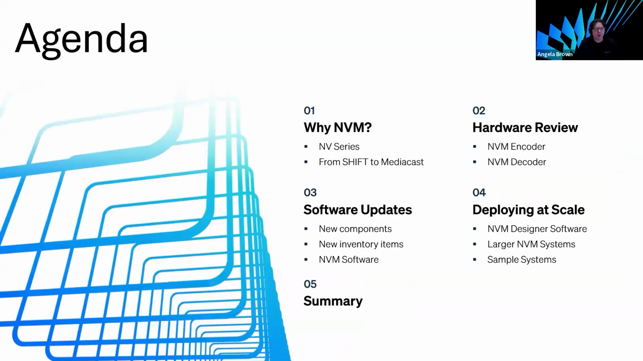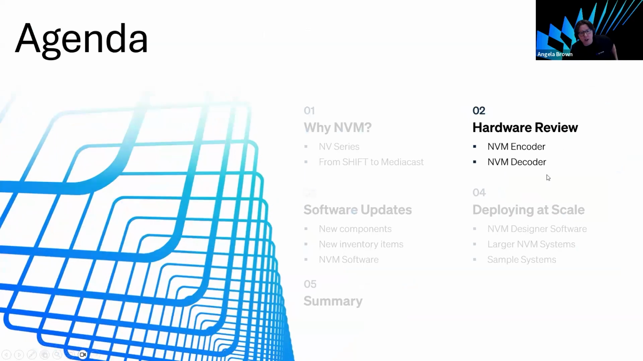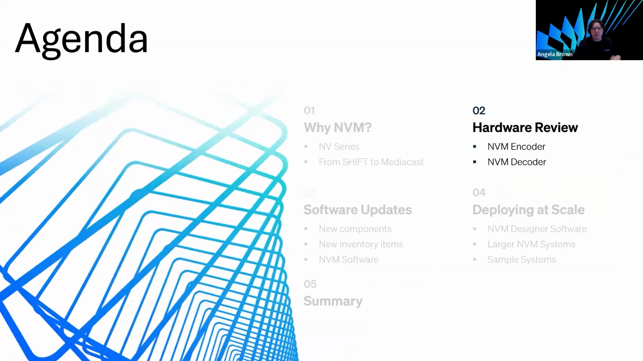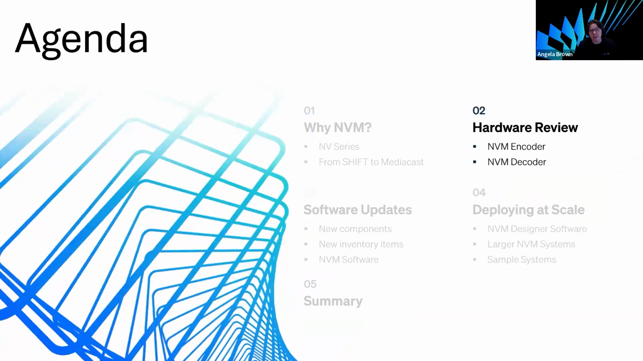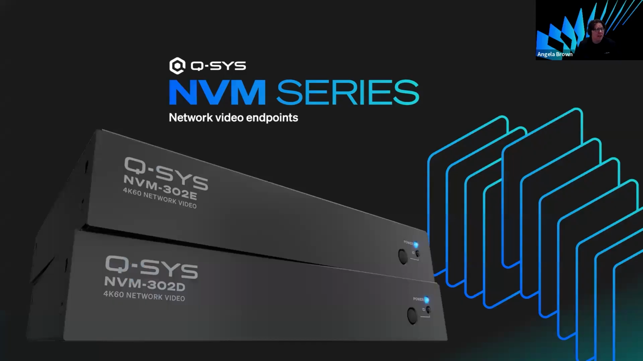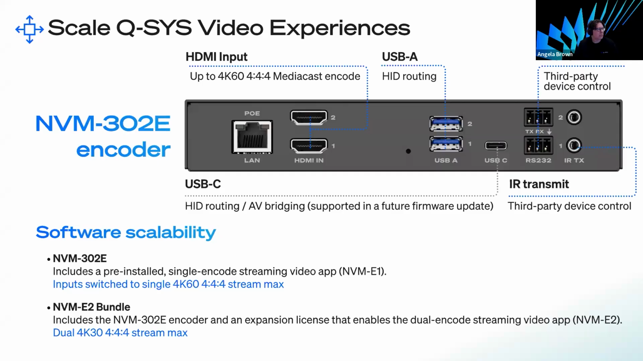That was quick and easy. So that's why we've covered. Now we're going to talk about the hardware. There's not a lot of hardware. We've got an encoder and we've got a decoder, but they are worth taking a look at. So the initial release has two products. They're powerful. They are paired with the software upgrades, and it's pretty incredible to me what we're capable of doing now. But let's start with the encoder.